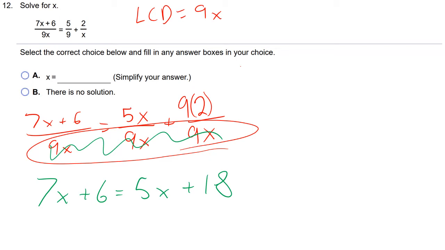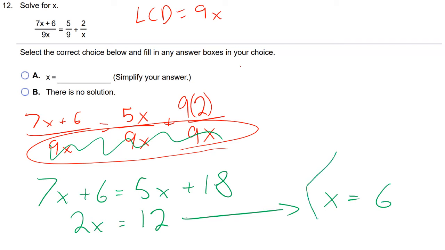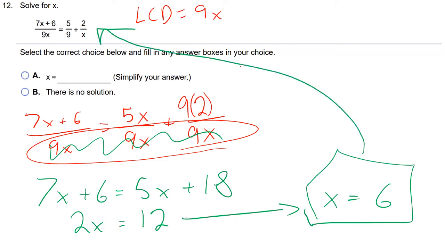I'm going to subtract 5x from both sides, and I'm going to subtract 6 from both sides, and I get 2x equals 12. And so guess what? x equals 6. Now when we do this, we do want to double check that we didn't break any rules, okay? Because we canceled out variables. We want to plug it back in. If we plug it back in and it blows up on us, then we broke a rule and we'd say there's no solution. This one actually does have a solution. It's just 6.